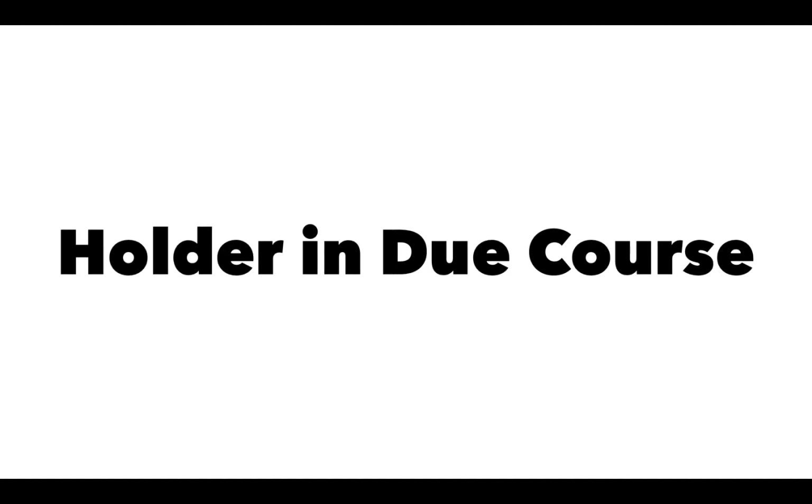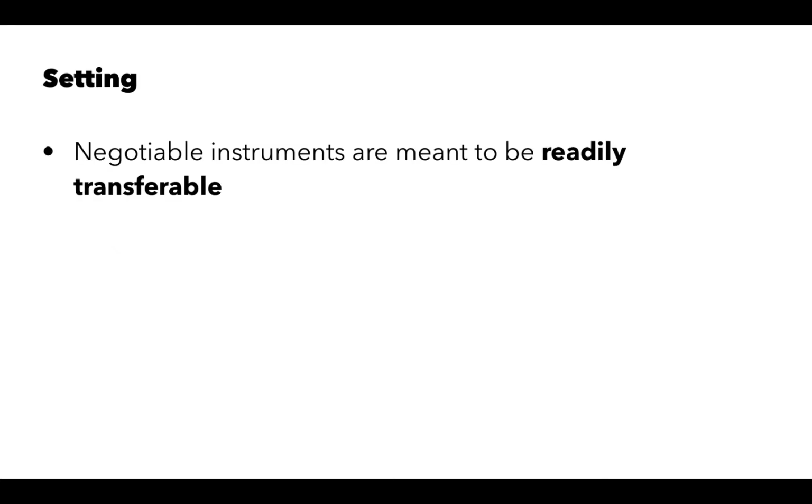We've said several times that negotiation can give to the transferee more rights than the transferor had. And that's going to be the focus of this topic on the holder in due course. Now, we mentioned before that negotiable instruments are meant to be readily transferable, that they're meant to be able to be transferred and used just like cash would be. And so today we're going to learn about a doctrine that helps to ensure that negotiable instruments can be transferred.